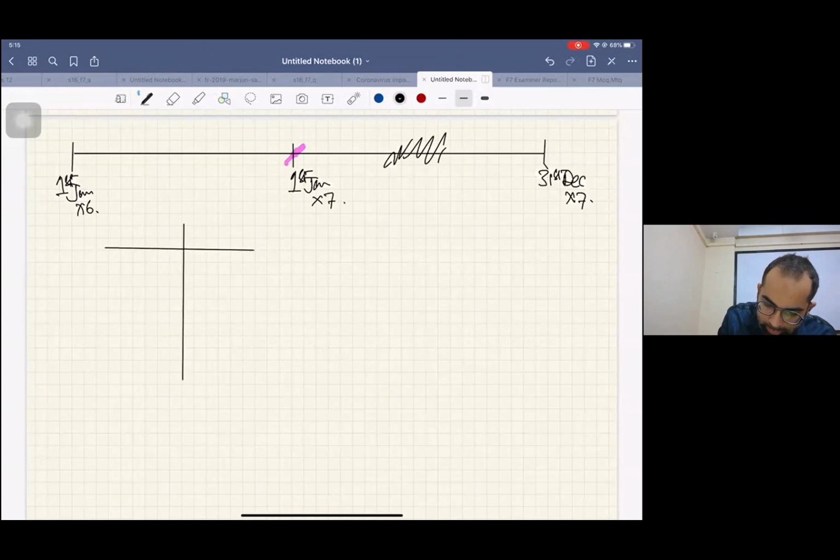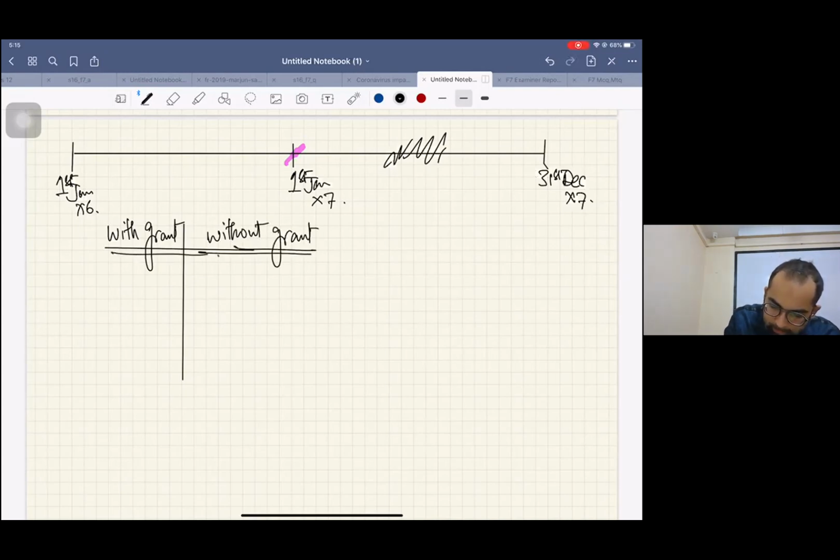In the first column, I'll write with grant. Here I'll write without grant. Try to understand, you'll understand. Try to give some energy. With grant, the cost initially was 90.